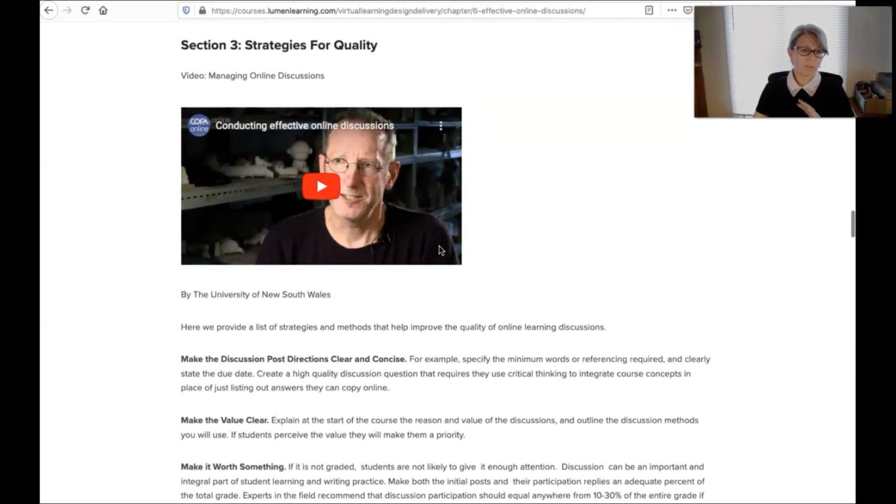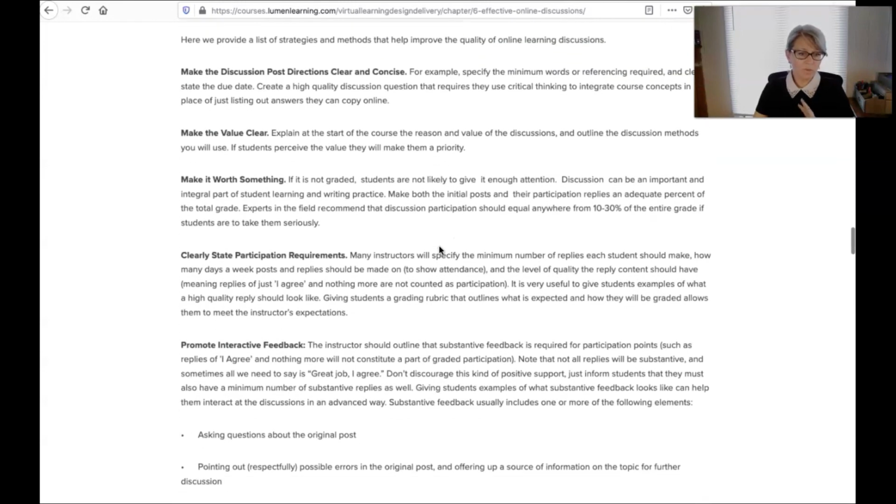Now, this section I really like because it's strategies for quality. How do you manage a whole lot of discussions without losing your mind and your sanity, which can happen in online learning? So, for example, make the value clear. Make the post directions very clear. There's a word limit. Put it. If they need to post at least 500 words, do it. If they need to have a video that's at least 2 minutes long, do it. If in their presentation, they need to talk about XYZ, have grading rubrics to make it really clear what's expected.